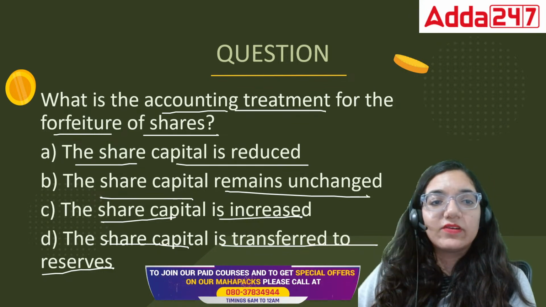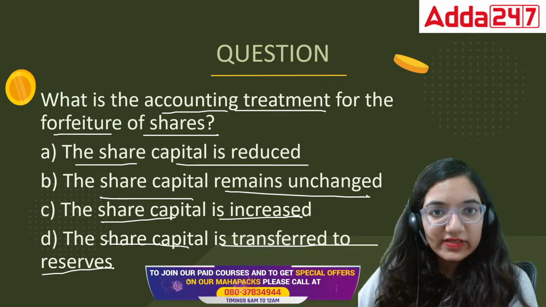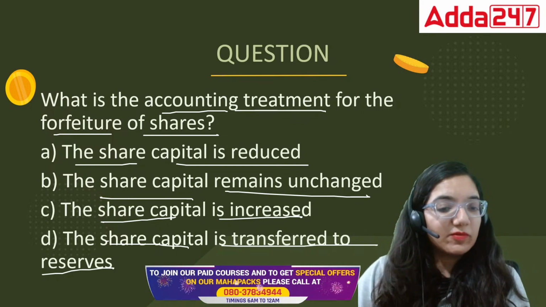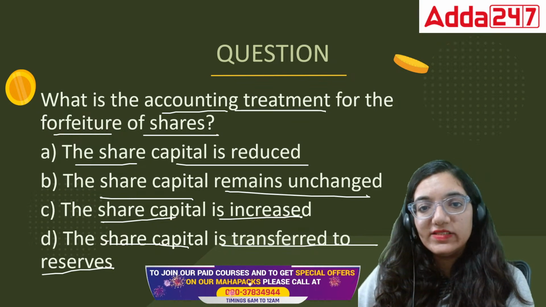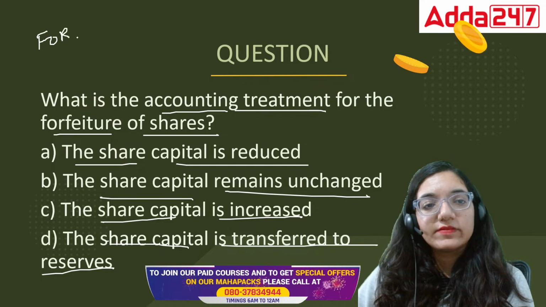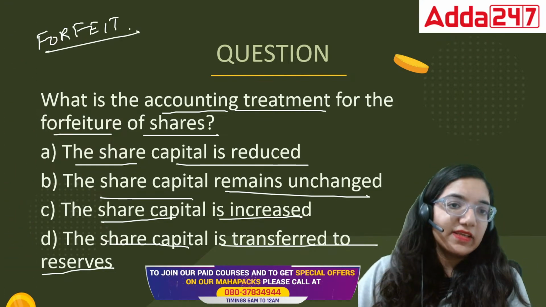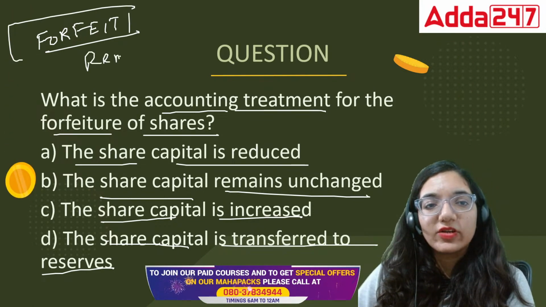When we talk about the accounting treatment of share forfeiture, forfeiture means someone has been given shares. We asked them to make the payment, but the person is not making a payment. So what we do is we forfeit their shares. Forfeiture means we asked the person to pay us and he's not making a payment at all. So forfeiture means removing his name from the shareholder list.